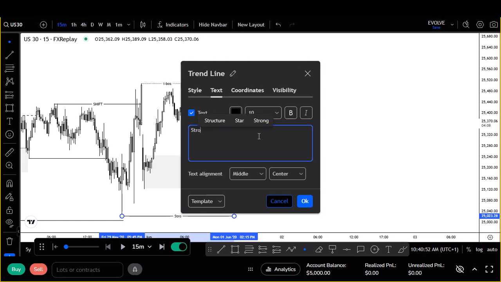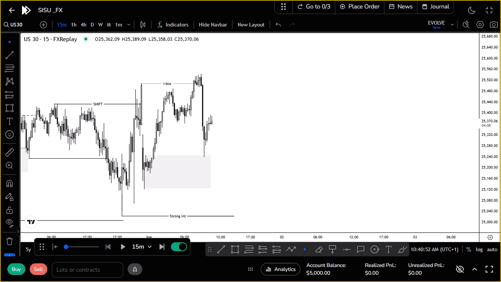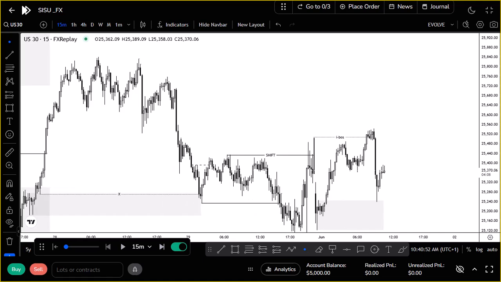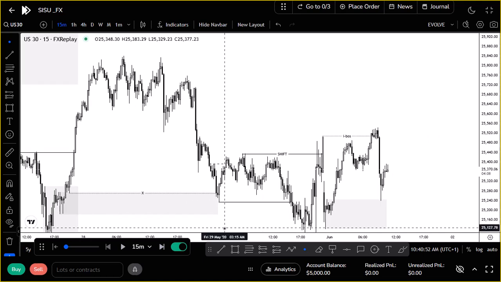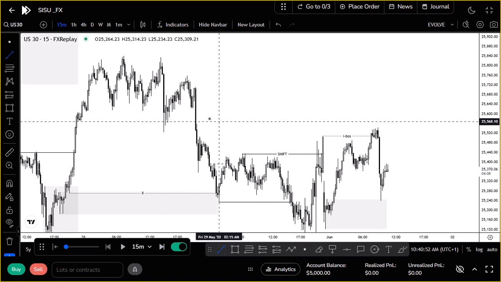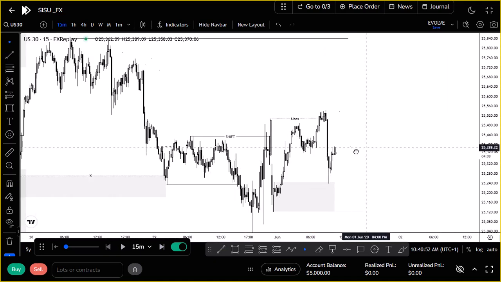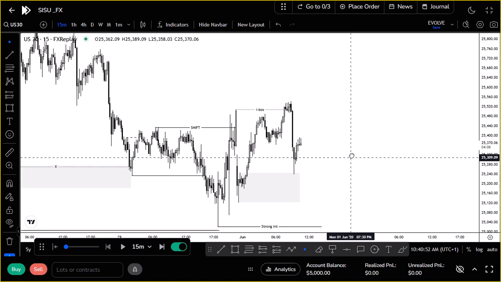So this is a strong internal. So we know now for sure that our internal is aligned with the swing structure, and we want to do what? We want to look for buy to target the weak high, or anywhere, right? To target the weak high. So these are our strong and weak highs. That's what we want to do, right? We want to look for entry model.